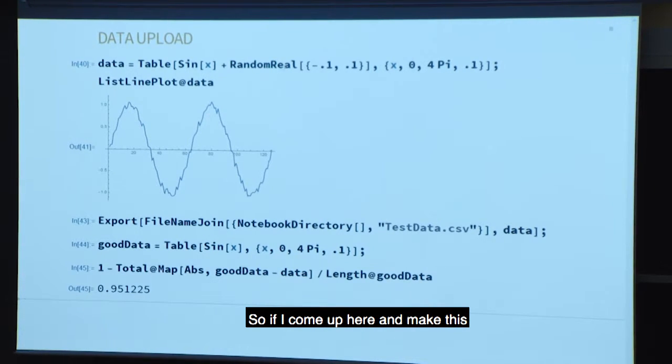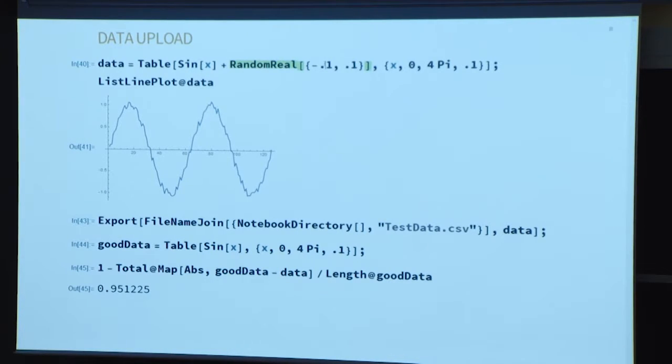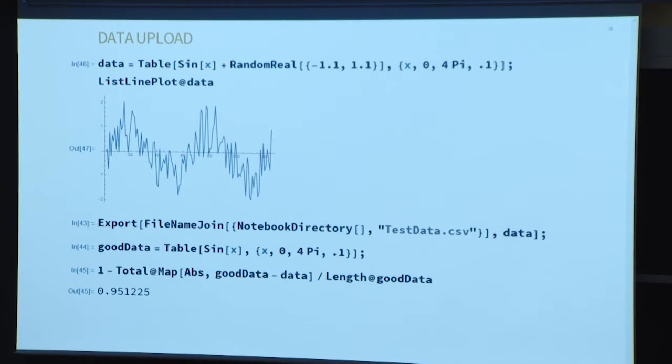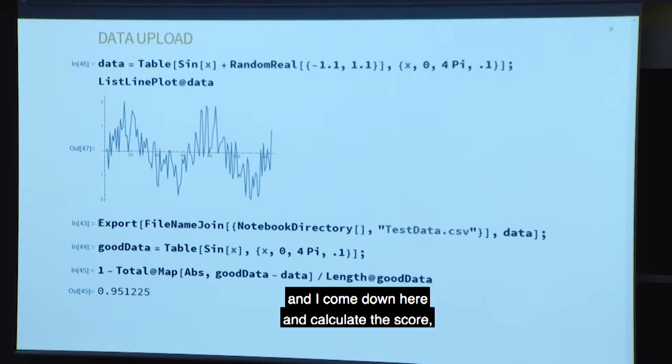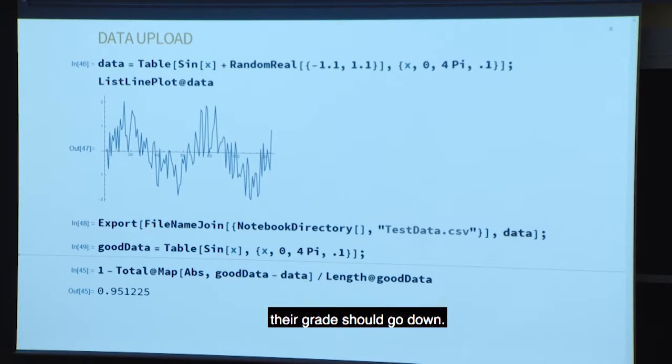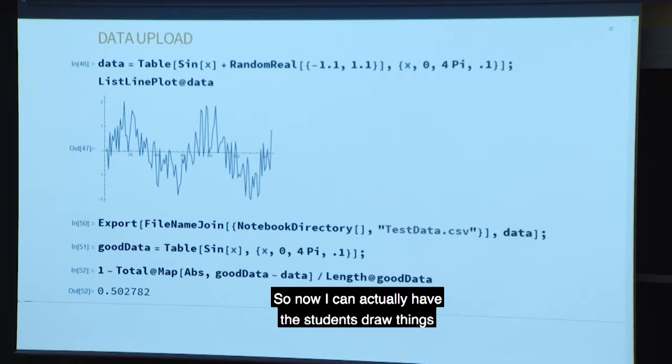So if I come up here and make this even noisier data, and I come down here and calculate the score, their grade should go down. Did I not run something I should have run? There you go. So now I can actually have the students draw things with that little widget, and I can grade based on how good their drawing was.